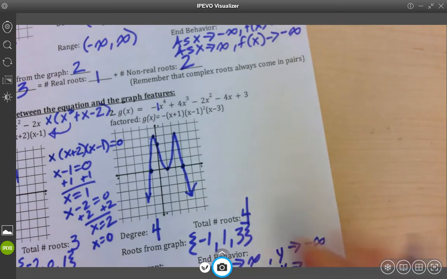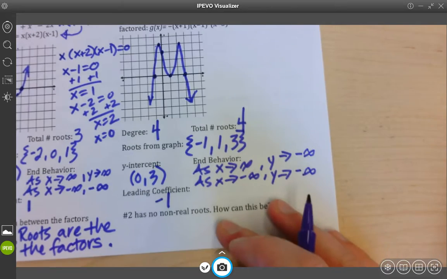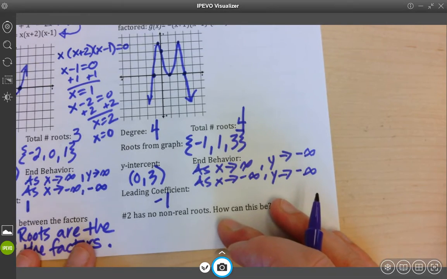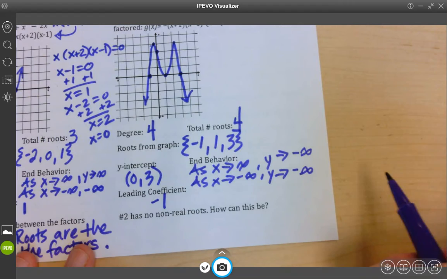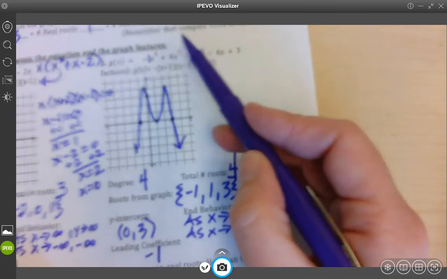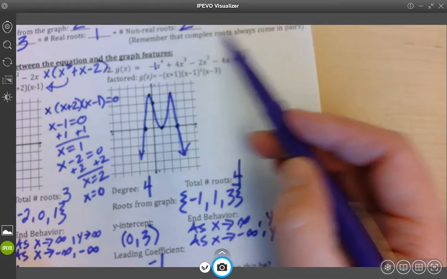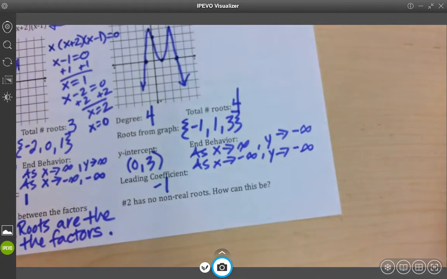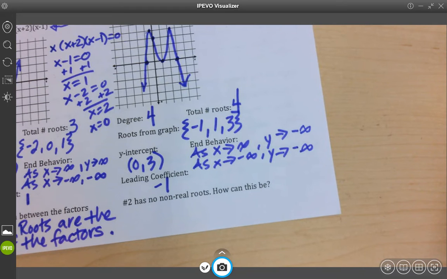All right, so here's the big question. So this problem has no non-real roots. If you were tempted to say it has 1 non-real root, remember that non-real roots always come in pairs. And if you think about the quadratic formula, remember when we used the quadratic formula to find complex roots that had an i in them? It was a plus and a minus. So the plus gave you 1, the minus gave you the other. All right, so you always get complex roots in pairs, either 0 or 2 or 4 or 6, but never 1.